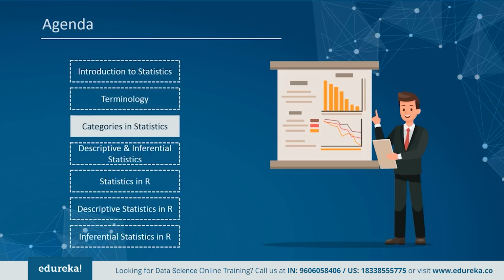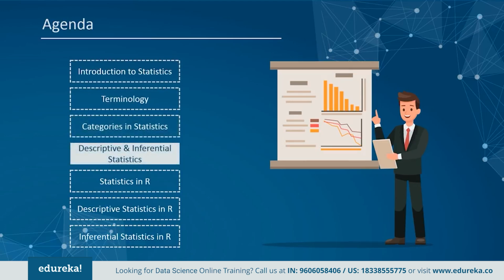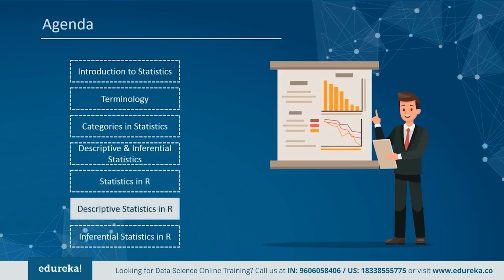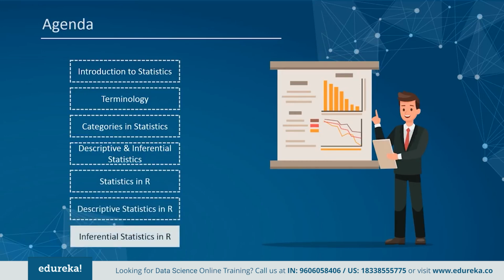Then we'll be talking about the categories in statistics, which is descriptive and inferential statistics. Then we'll be talking about the measures in statistics, central tendencies, and the spread. Then we'll be talking about statistics in R and why R is called the statistician's programming language. Then we'll be implementing descriptive statistics and inferential statistics in R. So without much ado, let's get straight into the module.